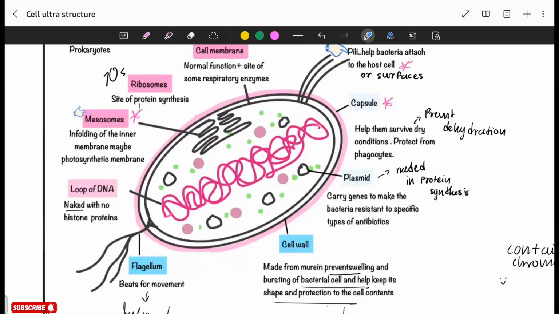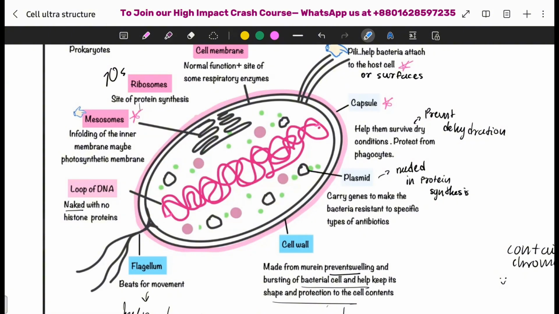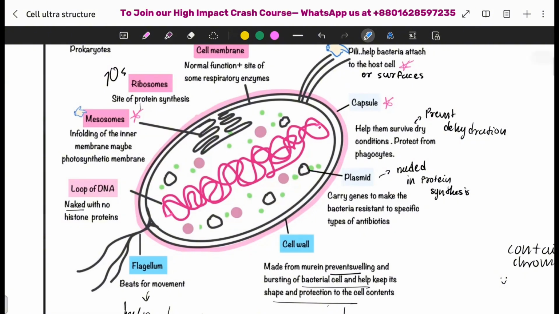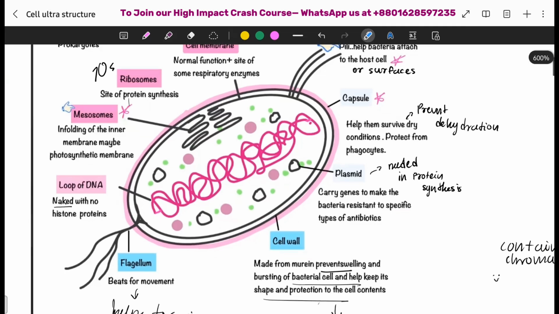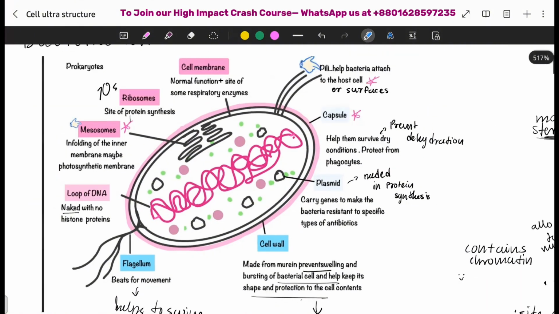And there's the plasmid. That's the extra one, and you don't find this in other cells; plasmids are only in bacterial cells. They carry genes that make the bacteria resistant to antibiotics. Remember, we know about antibiotic resistance; the structure that makes the bacteria resistant is the plasmid. I think I've talked about all of them.